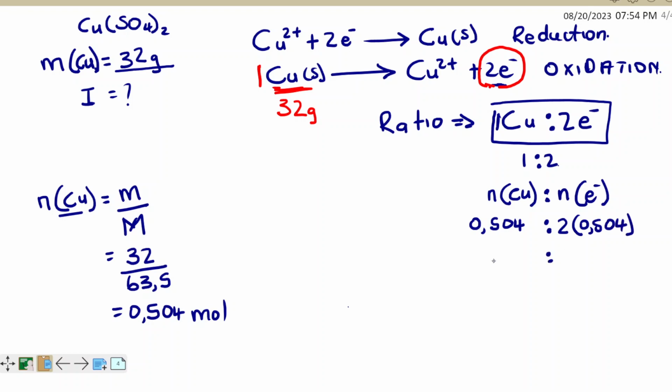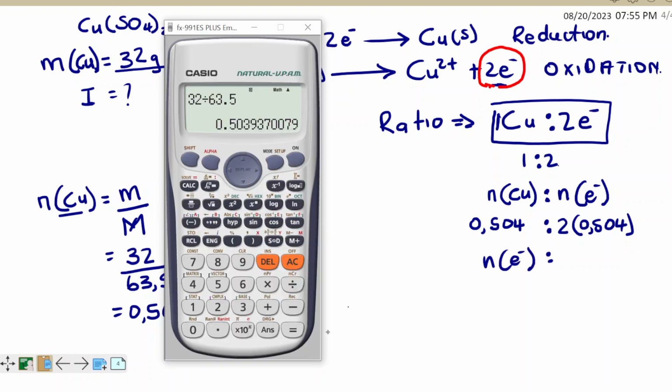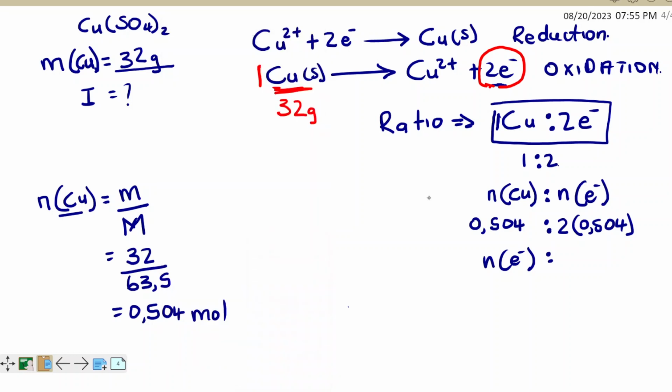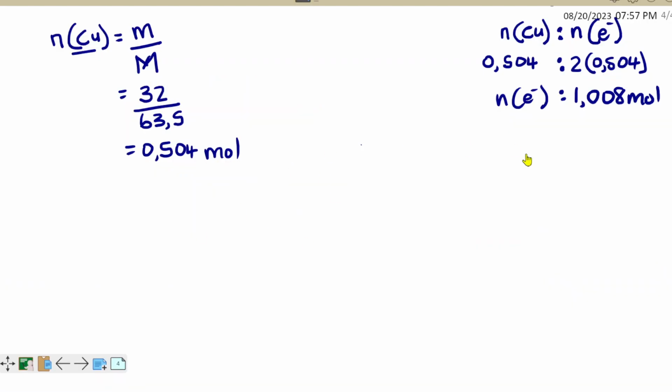That means the moles for electrons must be 2 times that of the copper. So we need to multiply now. This is the number of moles of the electron, 2 times that. Multiply that by 2. Then we get 1,008. So the number of moles of the electron is 1,008.